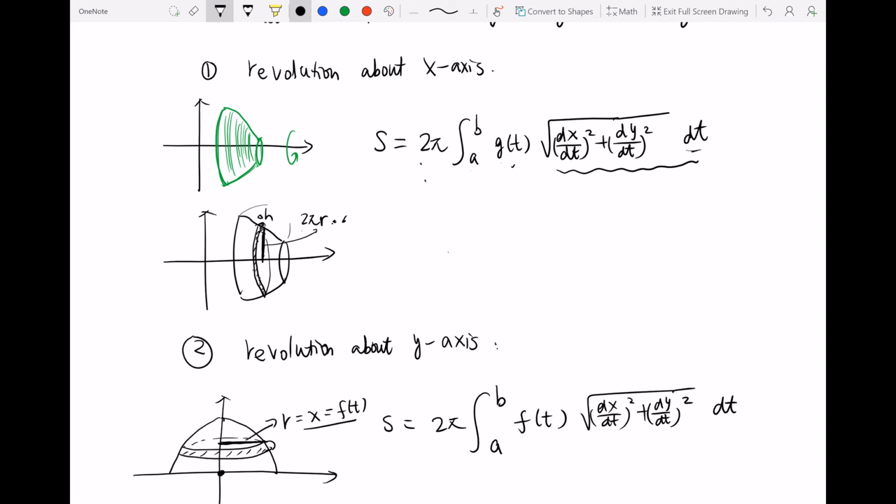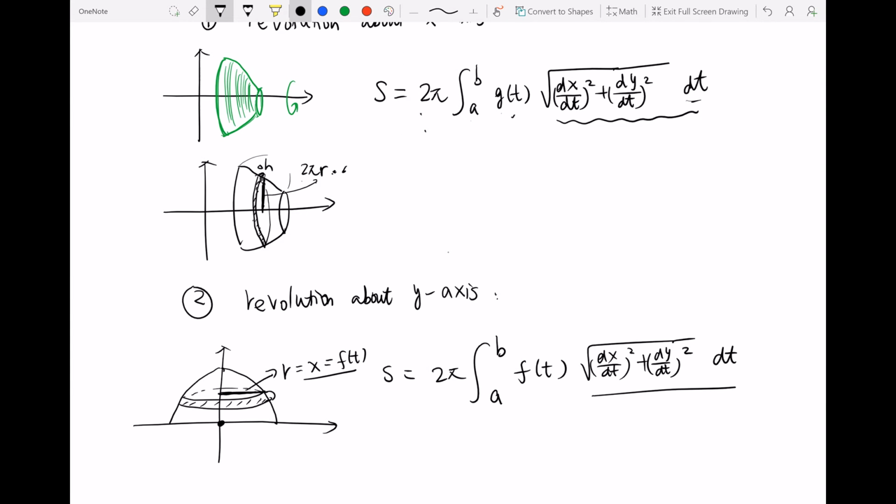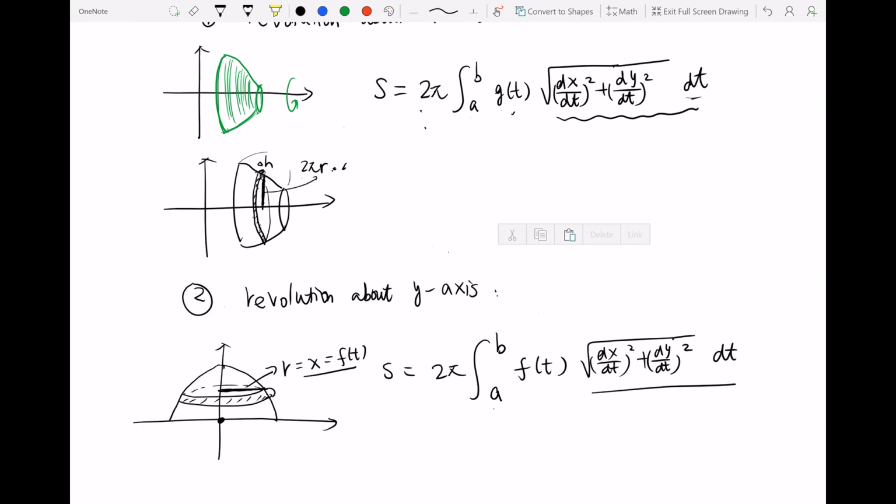This is the curve. We did the arc length, and times dt is a small change of the arc length. This is the surface area of the small piece, and you take the antiderivative from a to b. So that's how you get the formula. It's a pretty straightforward formula. Okay, so let's look at examples.